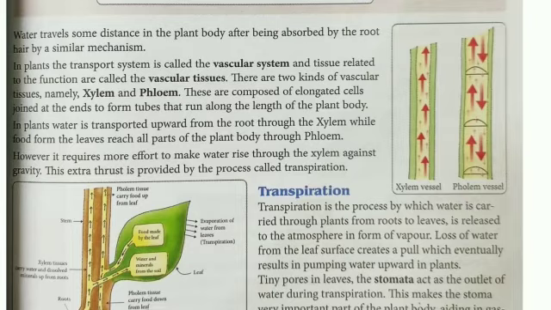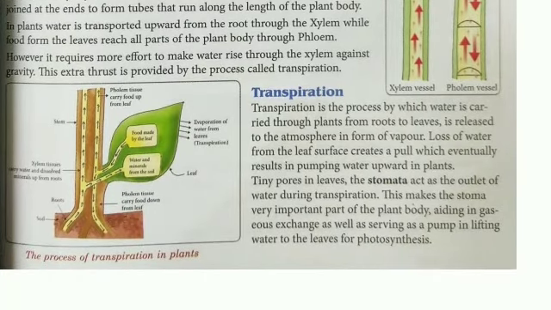Now, here comes our word transpiration. So, what is transpiration? Transpiration is the process by which water is carried through plant from root to leaf, is released or eliminated or expelled, whatever you say, is released to the atmosphere in the form of vapor. Actually, this is evaporation, but in case of plant, we call it not evaporation, we call it transpiration. Loss of water from the leaf surface. Actually, the definition is this.